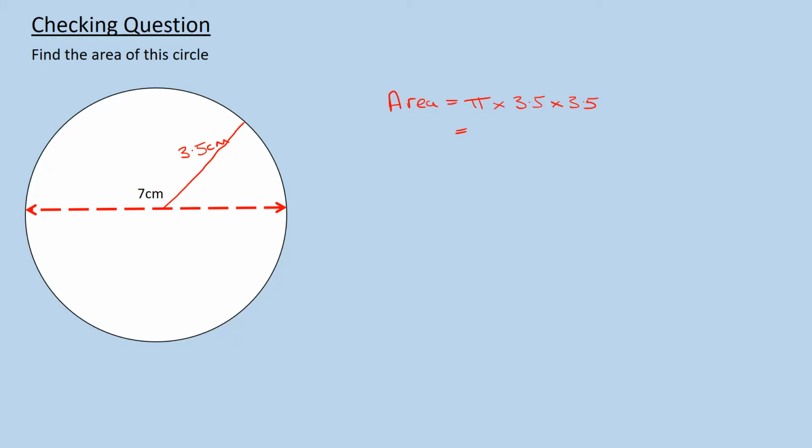So I'm going to use my calculator. So I've got pi times 3.5 times 3.5. Using my SD button, then I've got an answer to 2 decimal places of 38.48. We've got lengths in centimeters, so our area is in centimeters squared.